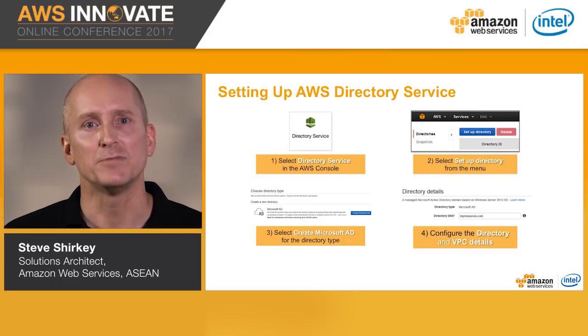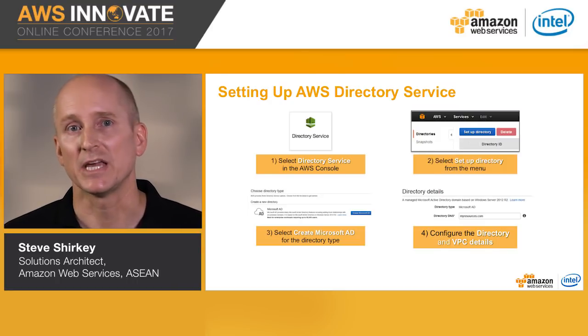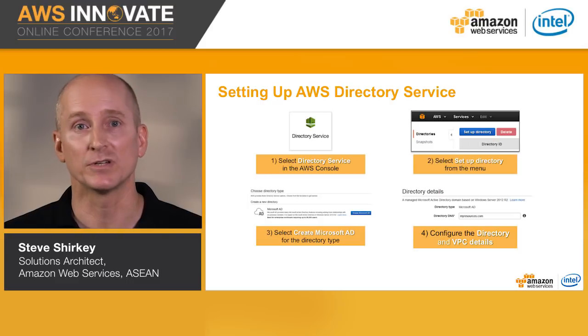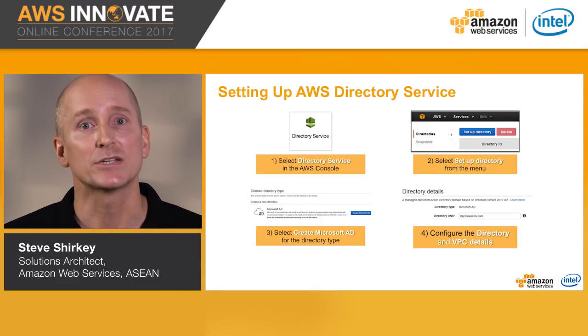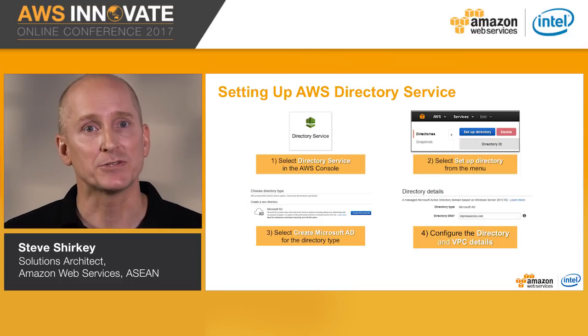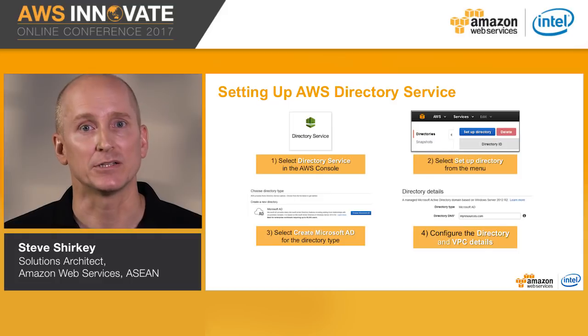Getting started with AWS Microsoft AD service is very easy. First, from the AWS console, you can select Directory Services, define the associated directory service offerings, of which AWS Microsoft AD is only one possible choice. Next, you choose the option to set up directory. The choice of directory type will now be displayed. You will choose the Microsoft AD option and click the associated Create button.